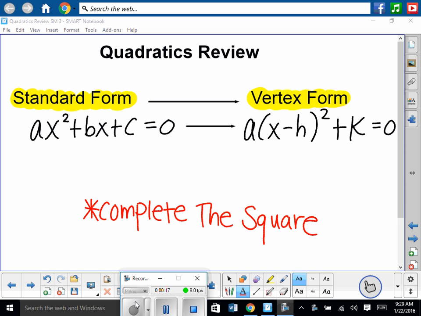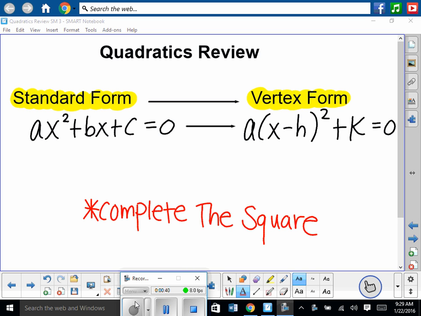So the whole reason we would want to take a quadratic from standard form to vertex form is simply for a couple of reasons. On the end of level test or on a test, they might say, write a quadratic in vertex form. Or they might say, write the quadratic in a different form. Well, if you have it in standard form, you can switch to vertex form. If you have it in vertex form, you can switch to standard form. So they're equal, they're just different forms.